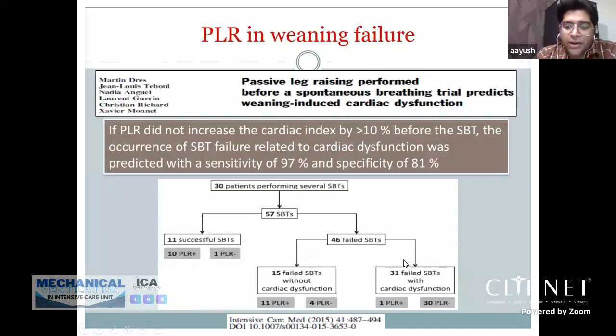But the patients who failed the spontaneous breathing trial and were attributed to having cardiac dysfunction, that is those who had a pulmonary artery occlusion pressure of more than 18, they found that of the 31 patients, 30 patients were preload independent. It means that on giving the patient a passive leg raising test, there was no significant improvement in cardiac output. And hence PLR can substantially diagnose weaning-induced pulmonary edema. A negative PLR patient has a high chance of developing weaning-induced cardiac dysfunction.